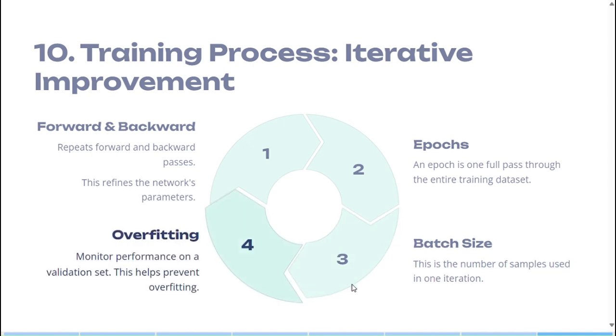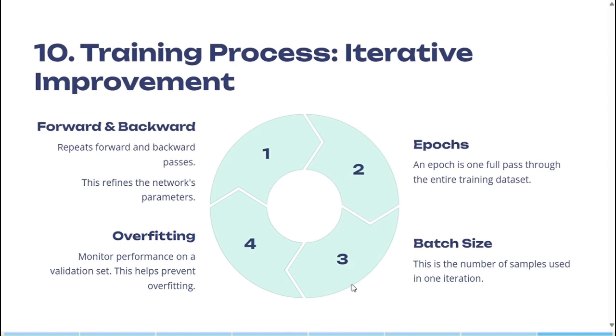Next, overfitting. Monitor performance on a validation set. This helps prevent overfitting. In conclusion, I want to say the simple neural network works by taking input data, transforming it through several layers, adjusting its weights and biases based on the error, and improving its performance iteratively over multiple training cycles, that is, epochs. The combination of forward propagation, loss function, backpropagation and gradient descent allows the network to learn complex patterns in the data and make accurate predictions.